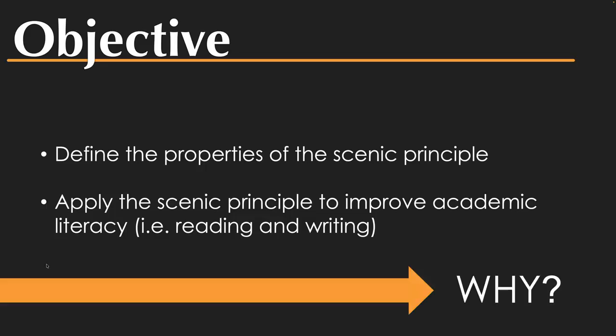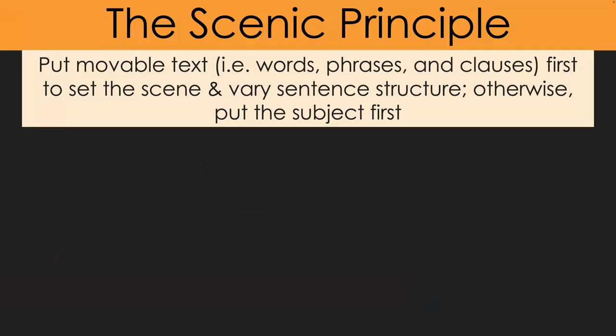Why do you need to do this? Because the Scenic Principle is actually fairly important. It's a lot of movable elements that are often adding additional information that's not necessarily essential, but is important. And so as you're summarizing things, as you're trying to read quickly, these are things that you could potentially skip over. But as you're writing, these are also things that can move around in your own writing to try to add emphasis. So what is the Scenic Principle?